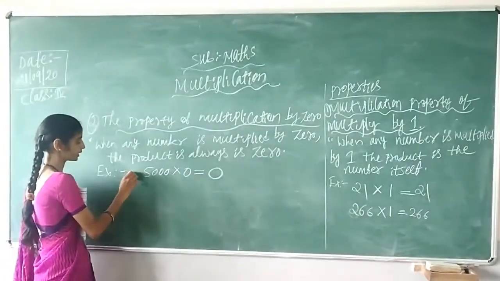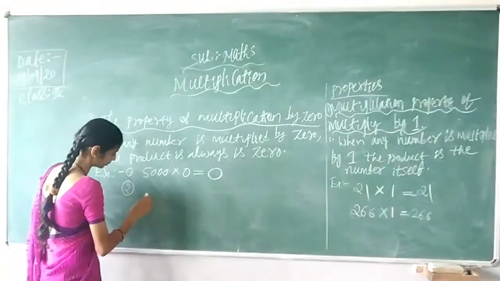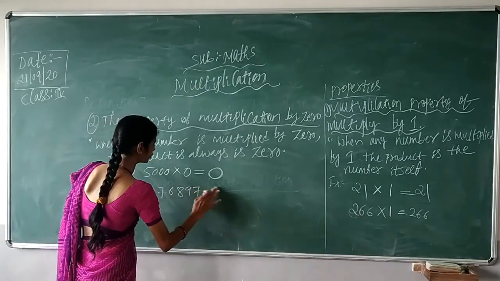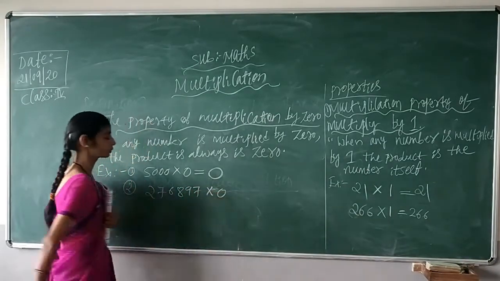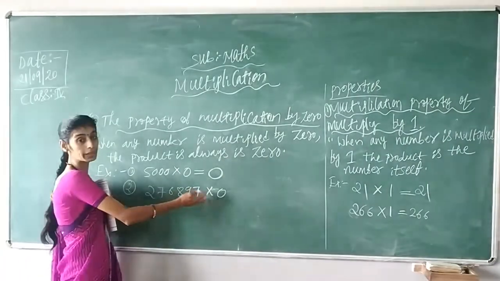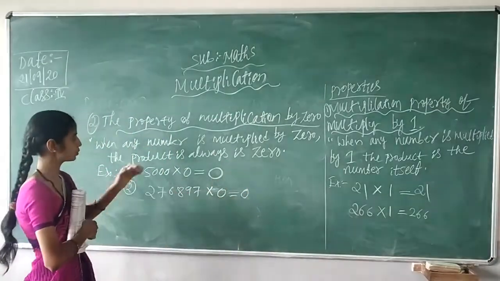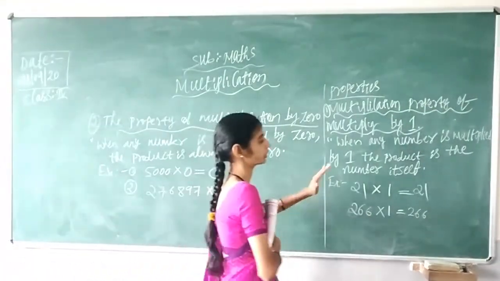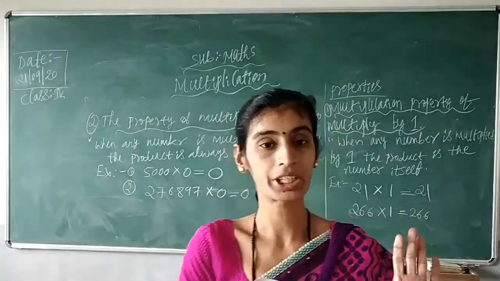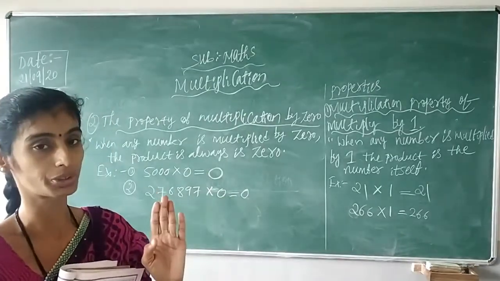Like a second example, you can take your own numbers also, 276897. Multiply by 0, you can take any big number also. If you multiply by 0, your answer will be 0. These two properties are very important, children. They will be helpful in solving multiplication sums. If you know the properties, then you can easily do it.